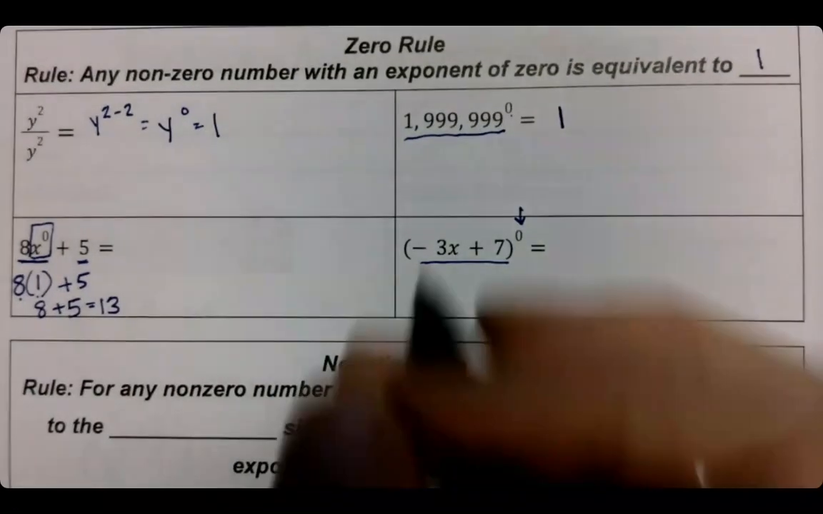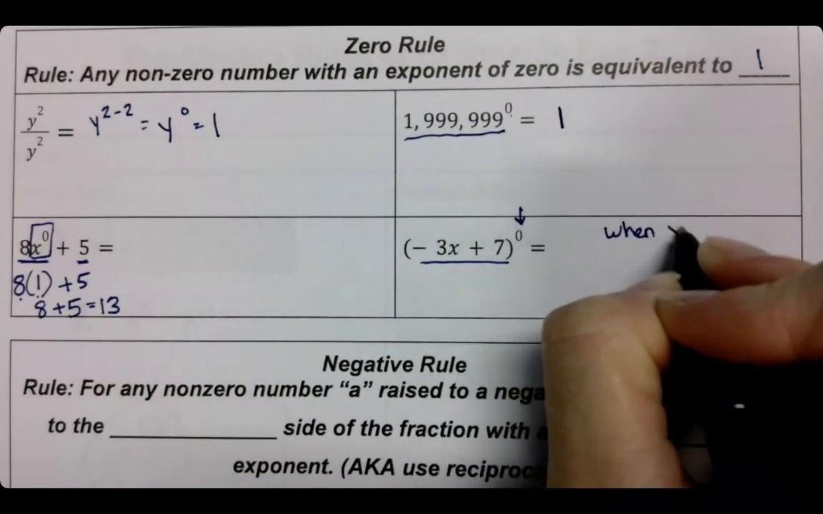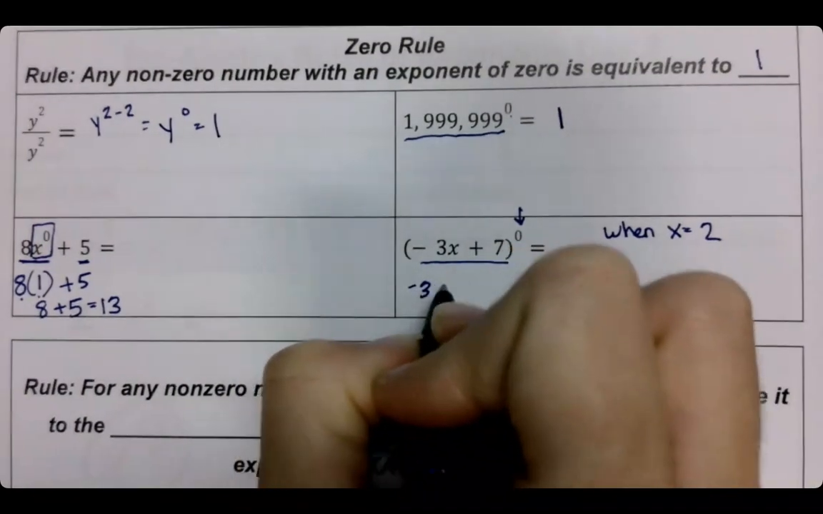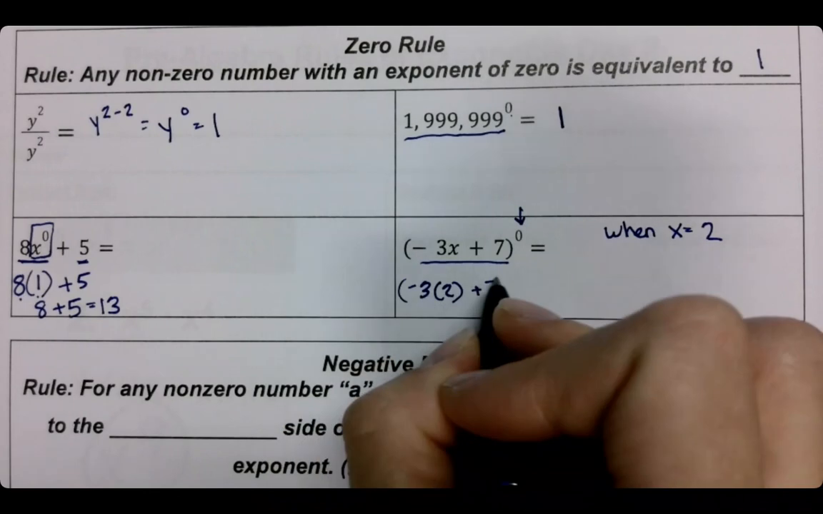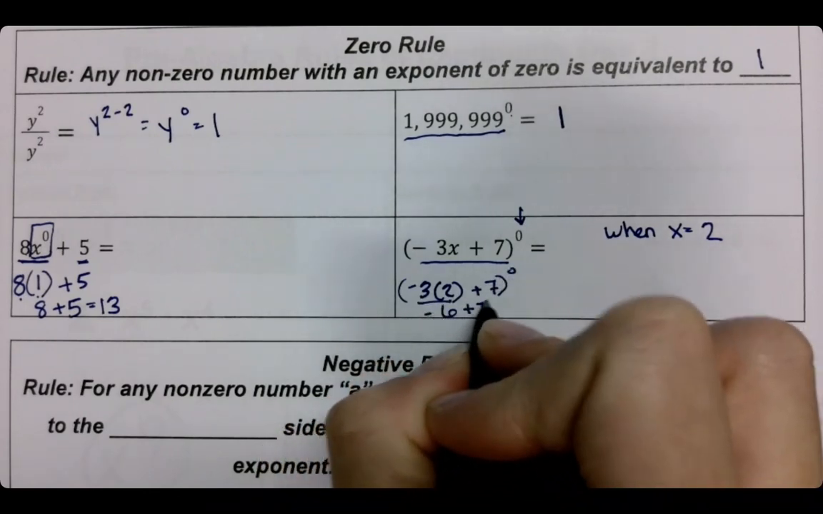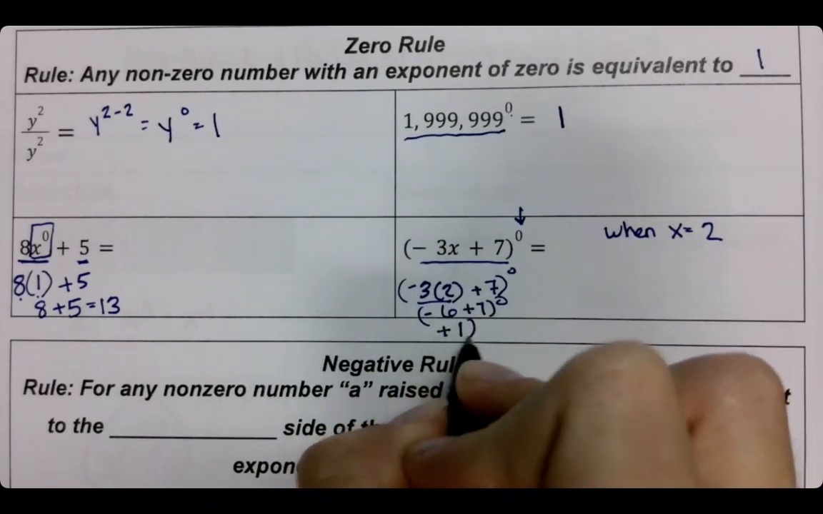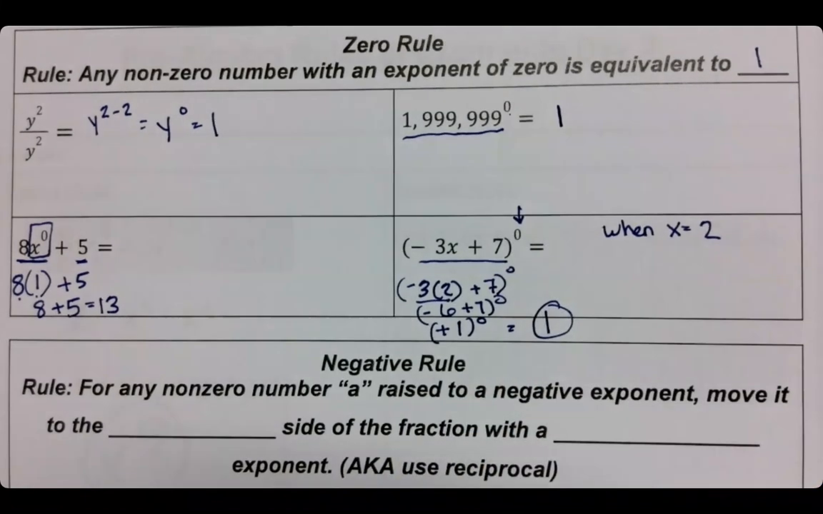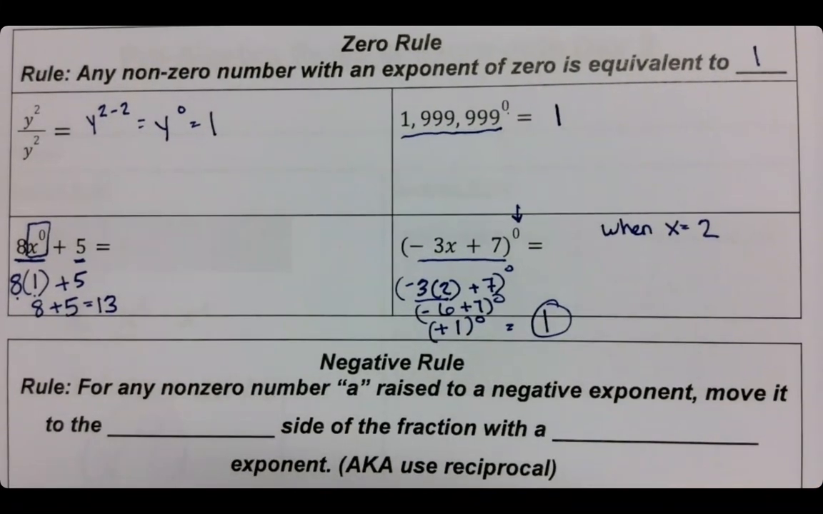Okay? Then for this one, this whole thing is raised to a 0 power, and that's kind of confusing because that's not something we've seen before. So let me say when x equals, let's say, 2. So we have negative 3 times 2 plus 7. Negative 3 times 2 is negative 6, plus 7. That's positive 1 to the 0 power. That equals 1. Okay? Anything to the 0 power is 1.